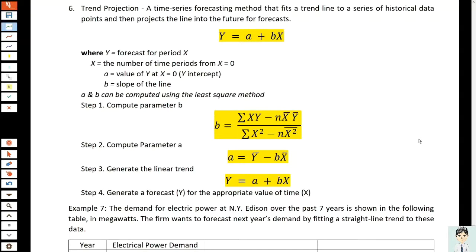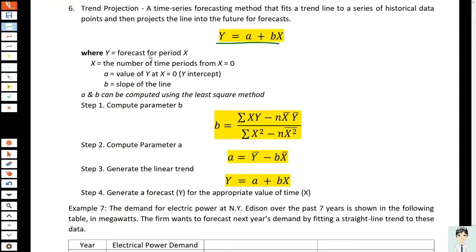The next quantitative approach for forecasting demand is the trend projection. Trend projection is a time series forecasting method that fits a trend line to a series of historical data points and then projects the line into the future for forecast. So if you are familiar with the slope of the line, so ito yung magiging formula natin.